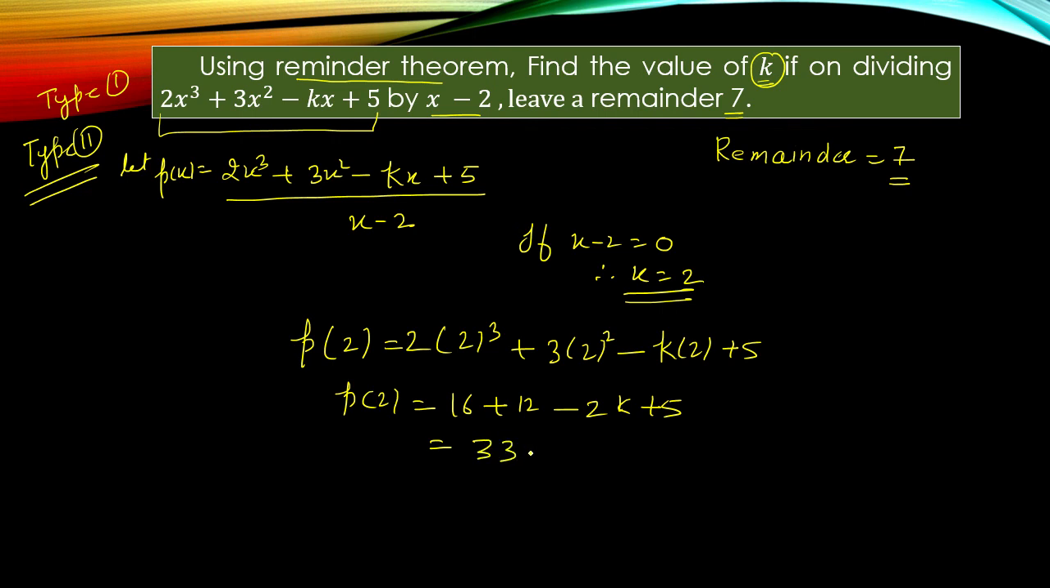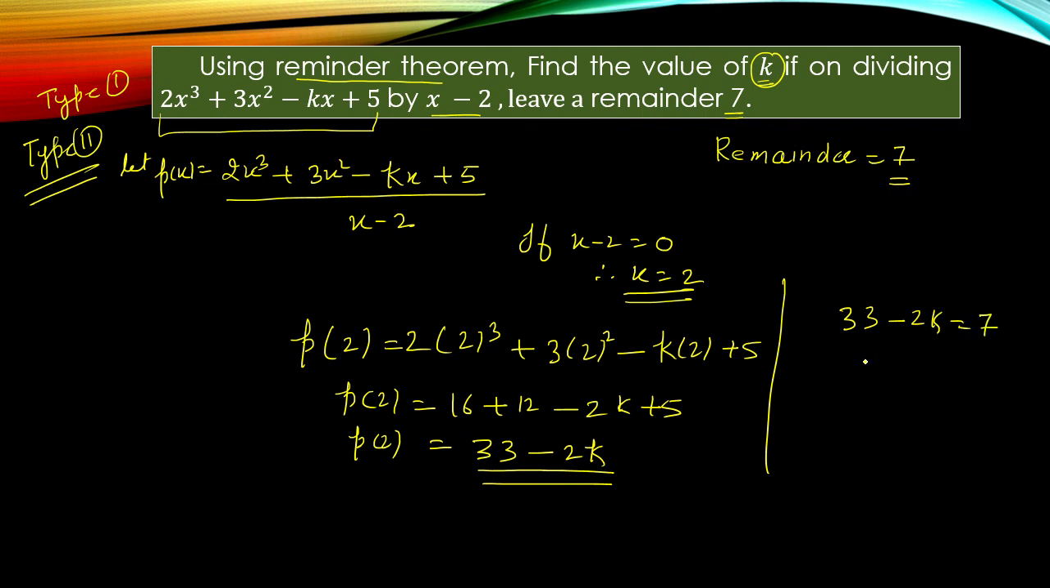28 plus 5 is 33, minus 2k, that is the remainder. But we are aware that this is a remainder and this is also a remainder. We are aware that the remainder is given, and this is the remainder we have got. So definitely 33 minus 2k would be equal to 7.